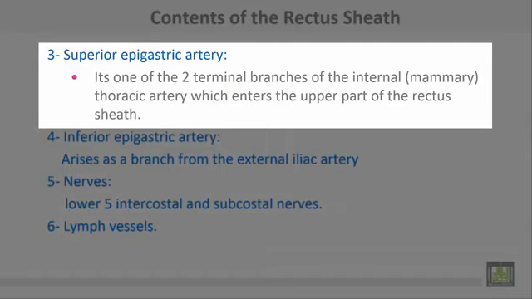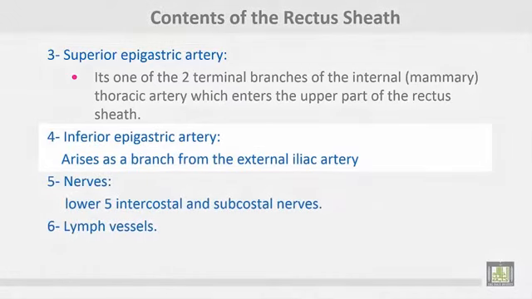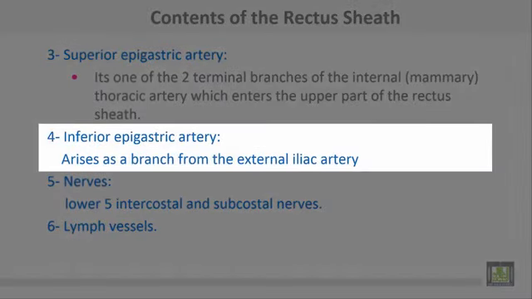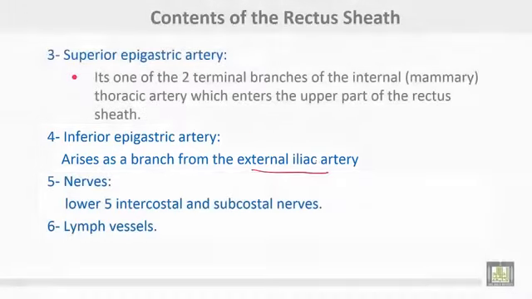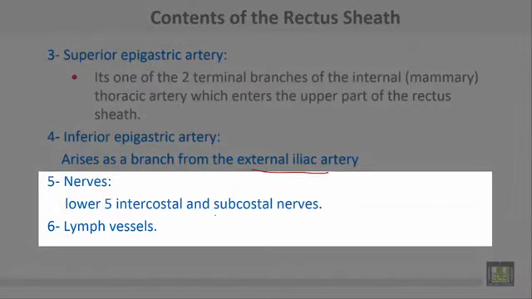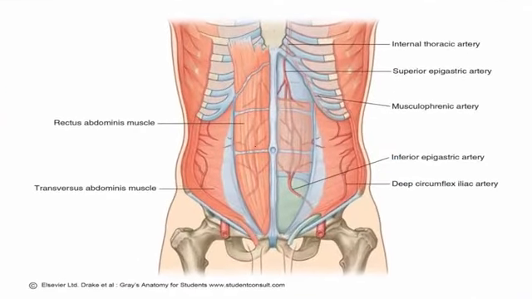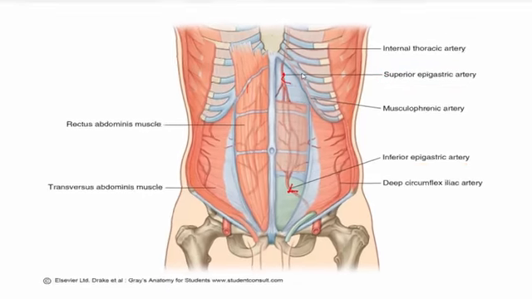The contents of the rectus sheath: the superior epigastric artery, one of the two terminals of the internal mammary or internal thoracic artery, which enters the upper part of the rectus sheath. The inferior epigastric artery arises as a branch from the external iliac. Then the nerves, the lower 5 intercostal and subcostal, in addition to lymphatic vessels. This is the rectus sheath containing the rectus abdominis muscle. Between the muscle and the posterior wall of the rectus sheath, there is the inferior epigastric artery, and this is the superior epigastric artery, in addition to other structures.